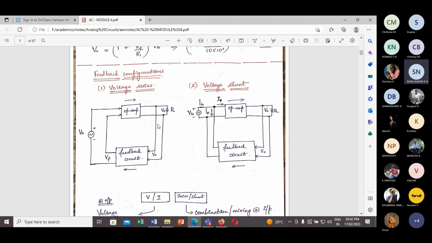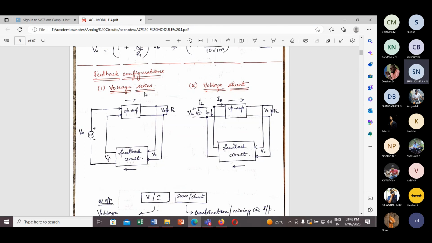So parallel, that is shunt across the output side, and whenever we want to mix the voltage across the input side, the mixing of the voltage takes place when it is connected in series. The sampling of the voltage takes place in the parallel way. So voltage is taken as the sample, and across the input side it is connected in series. So it will be called a voltage series feedback. This voltage is connected in series at the input side, so the configuration is called a voltage series configuration.